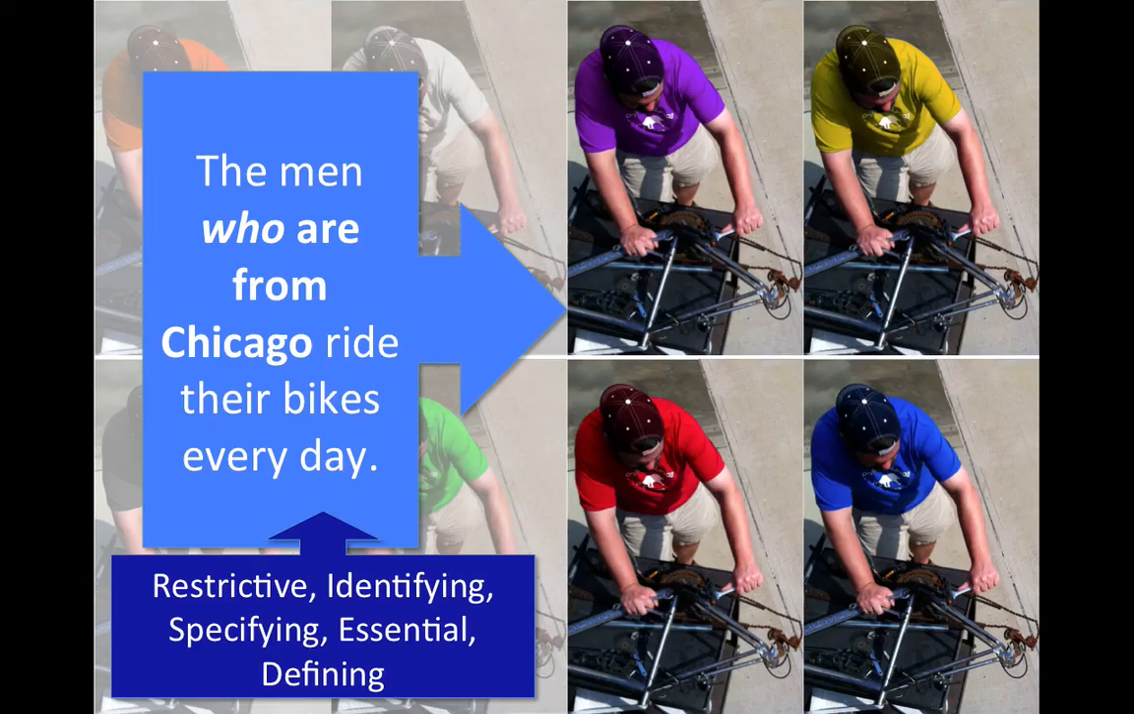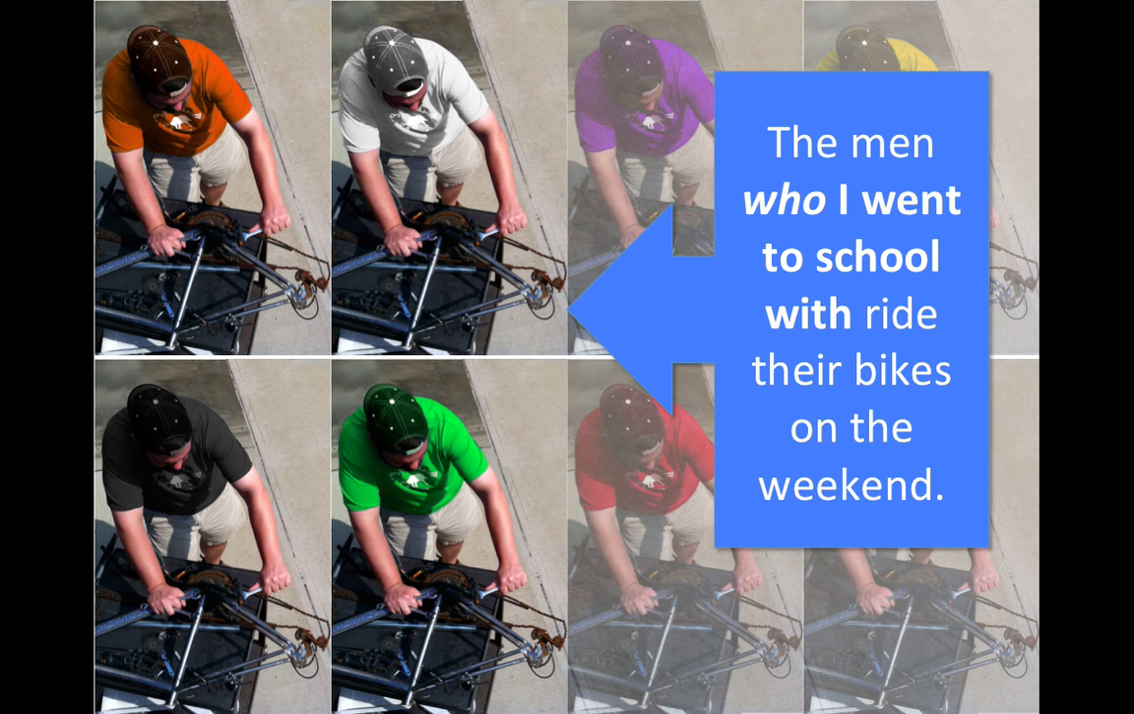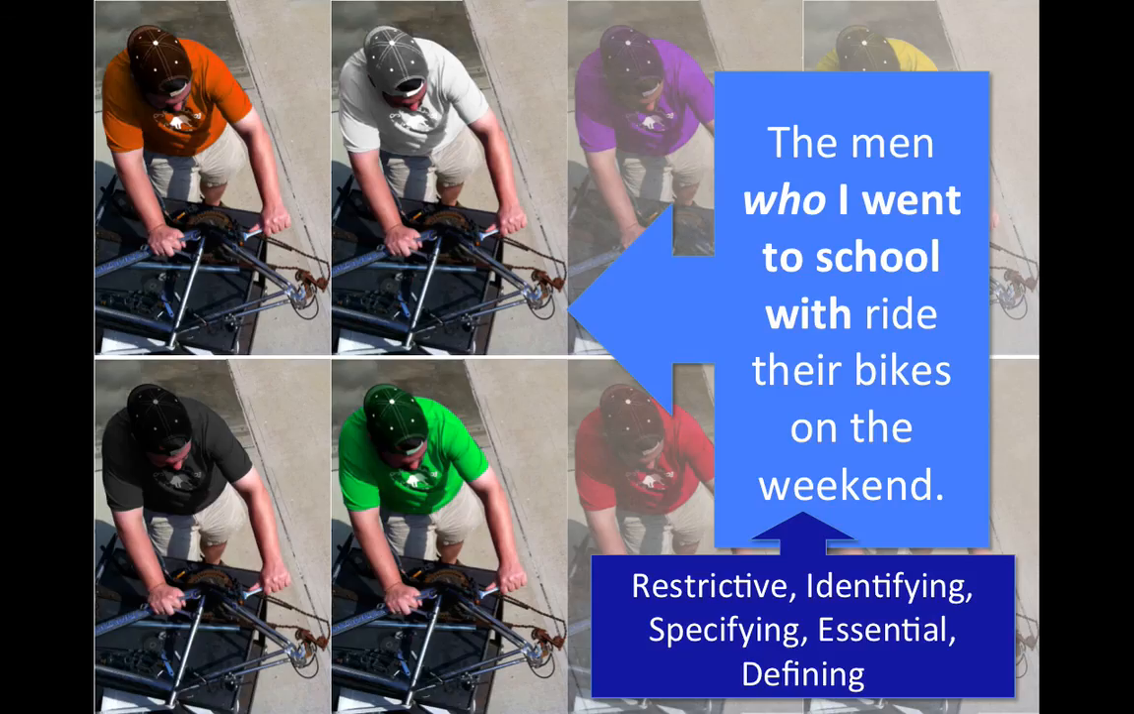This is essential information because if we didn't know it was the men who are from Chicago that ride their bikes every day, we wouldn't know which men we were talking about. We're defining the men as the men who are from Chicago, and now we know who rides their bikes every day. Likewise, we could say the men who I went to school with ride their bikes on the weekend. Again, restrictive, identifying, specifying, essential, defining information because we're saying only these ones, the men who I went to school with, ride their bikes on the weekend. Notice with this adjective clause, who I went to school with, there are no commas. With restrictive or identifying or specifying, essential, defining relative clauses, we do not have commas.